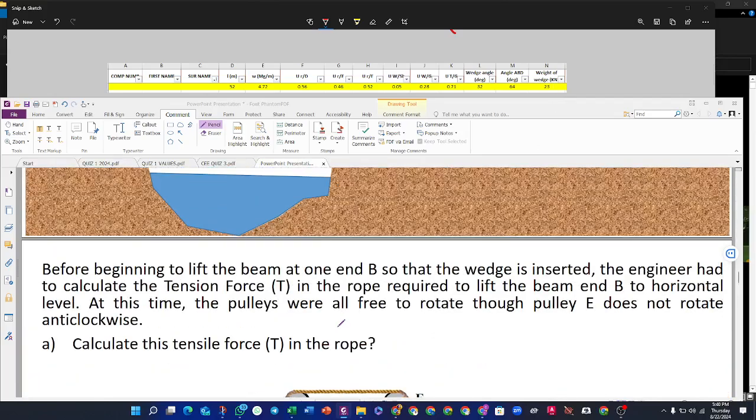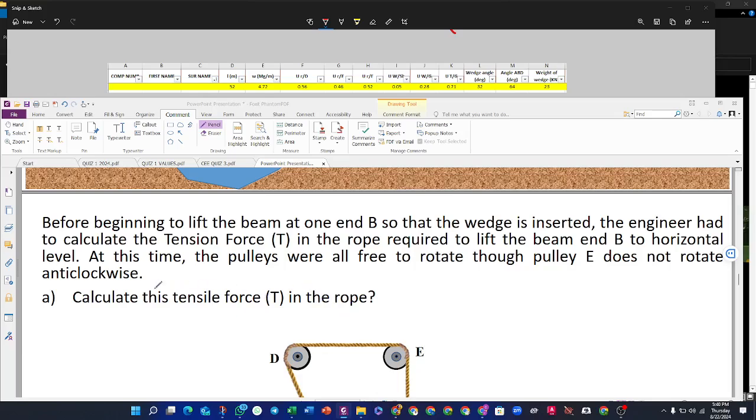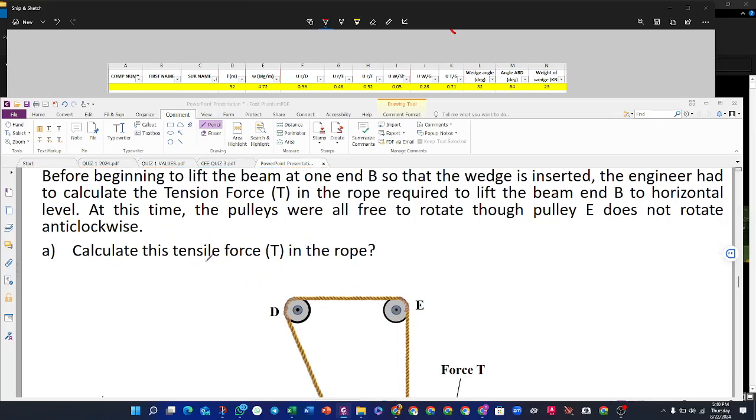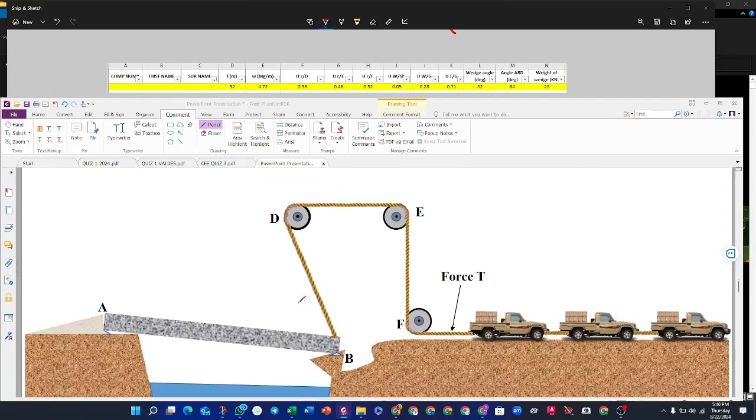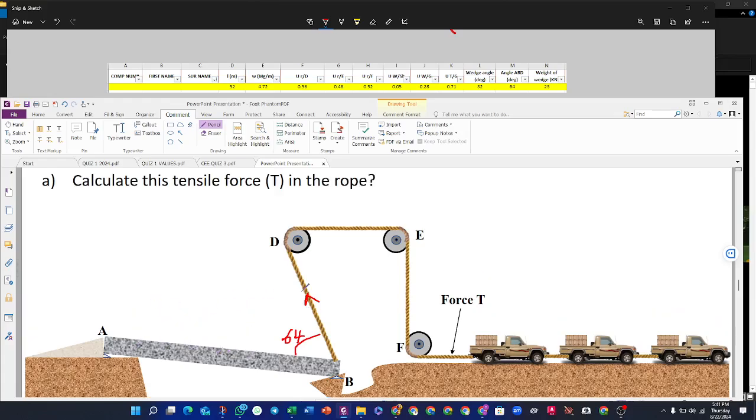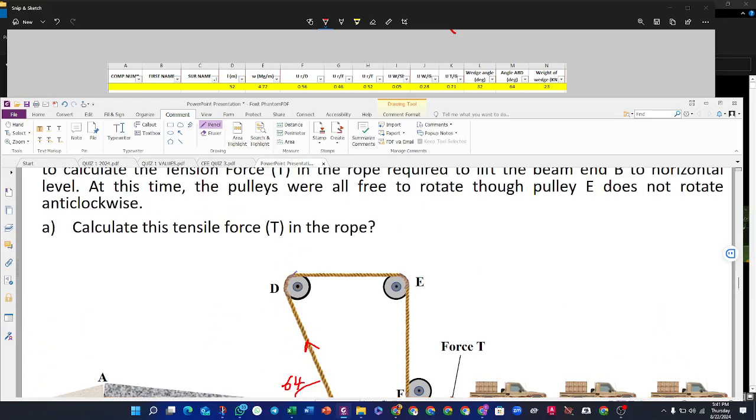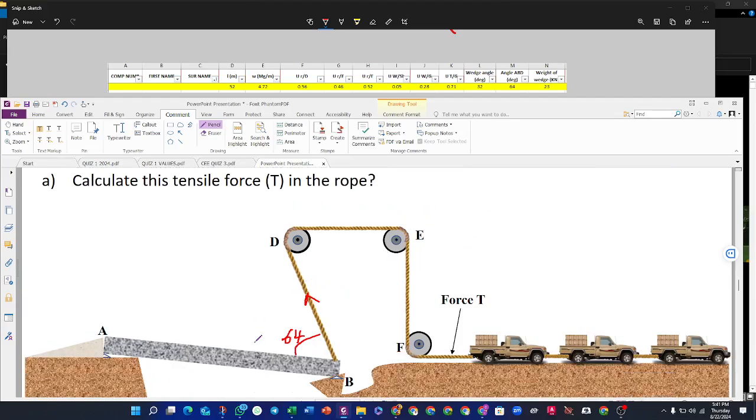So the first question we did in class. We were just supposed to find the tension, given this is 64 degrees, after calculating the total weight of this beam.